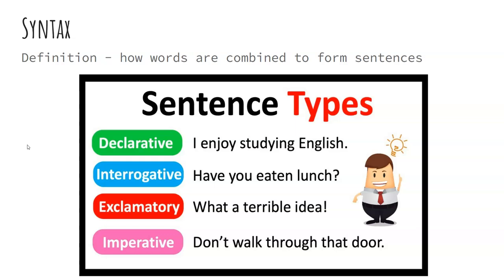The first review point we have here is the sentence types. There are four main types of sentences: declarative, interrogative, exclamatory, and imperative. Declarative ends with a period or sometimes an exclamation mark. We're declaring information. It's everyday sentences, sentences we speak the most.